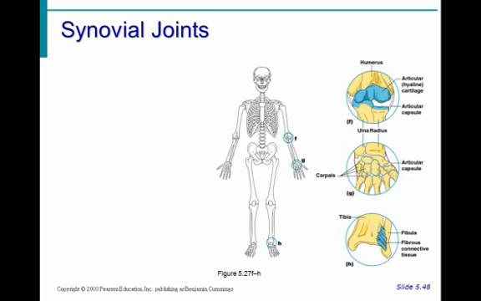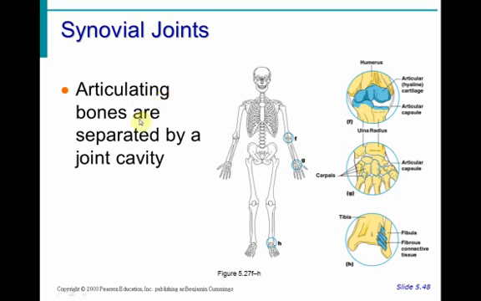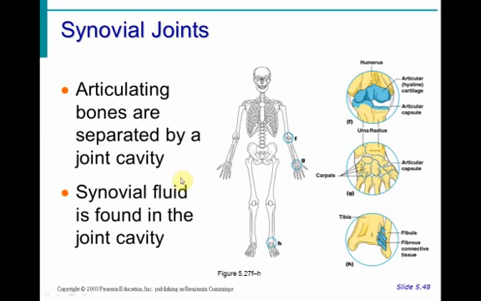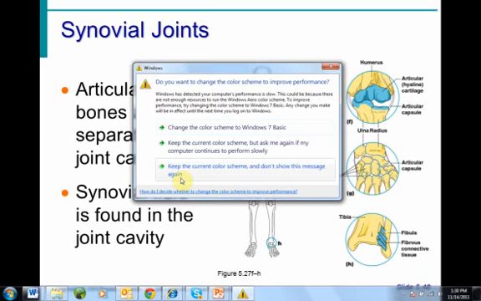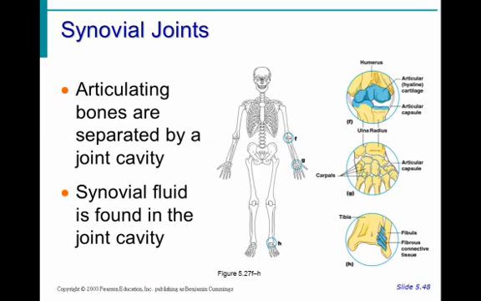Then finally, synovial joints. These are articulating bones that are separated by a joint cavity. There is synovial fluid found inside the joint cavity. So this whole joint cavity is kind of sealed off like a capsule, and it has fluid in it which helps to lubricate the joint and allow for better range of motion.